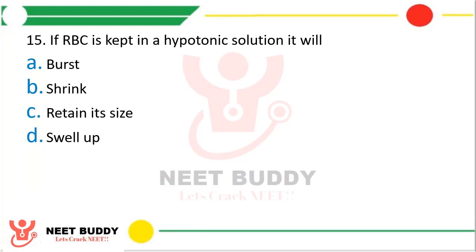Question number 15. If RBC is kept in a hypotonic solution, it will, option A, burst, option B, shrink, option C, retain its size, or option D, swell up. If RBC is kept in a hypotonic solution. The correct answer is option A, it will burst.